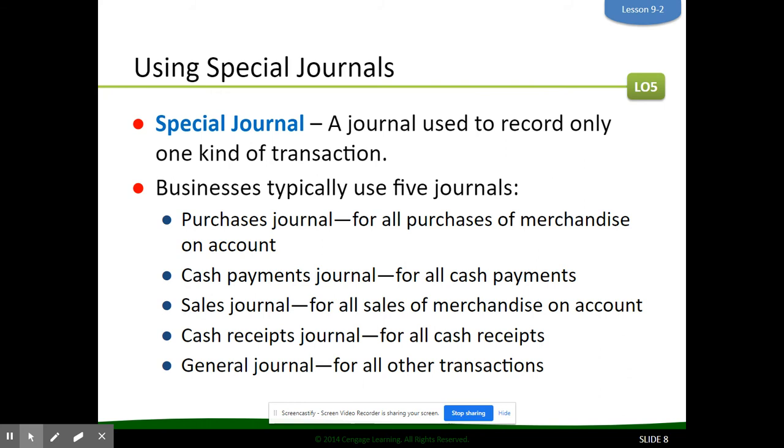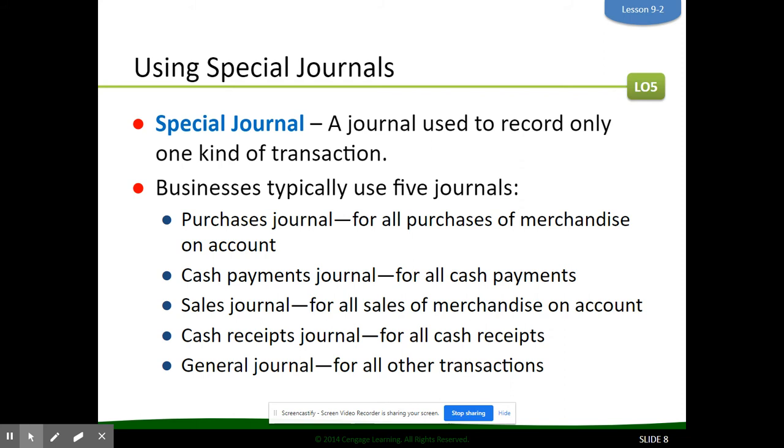So instead of one journal, there's going to be 5 journals. The purchases journal is going to be for all purchases of merchandise on account. So anytime you purchase something that you intend to sell and you make that purchase on account, this is going to go into the purchases journal. We're going to talk about that today.